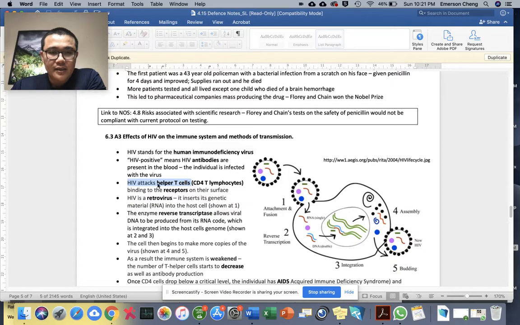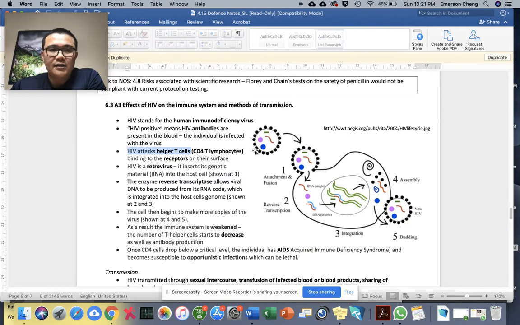So for now, HIV only attacks helper T cells, so the helper T cell is important to activate the B cells. Okay, so this is what HIV stands for: human immunodeficiency virus. Usually, if a person is HIV positive, it means they have the antibody in their blood. It doesn't mean that the person is cured.